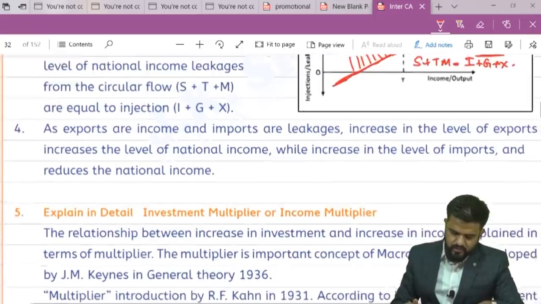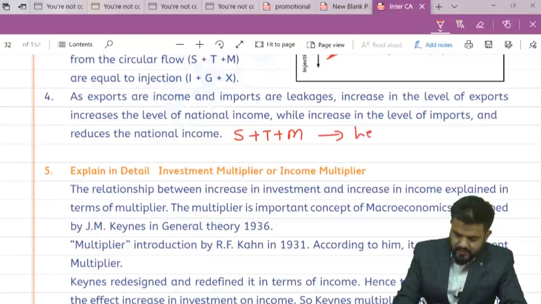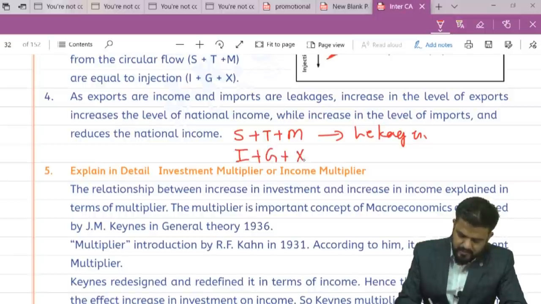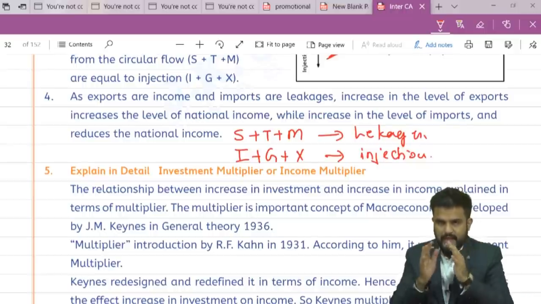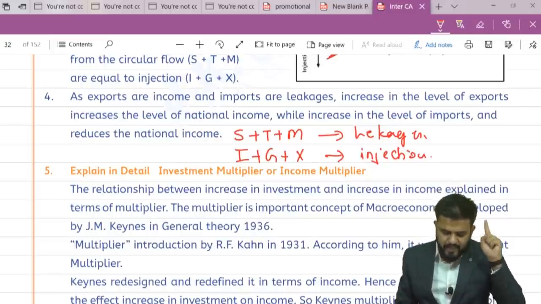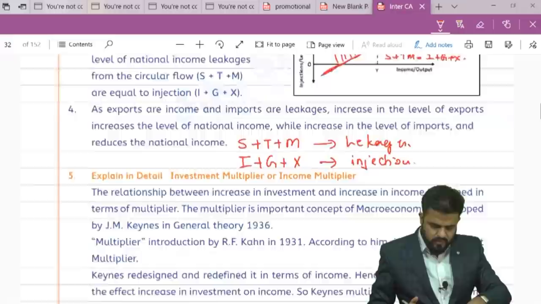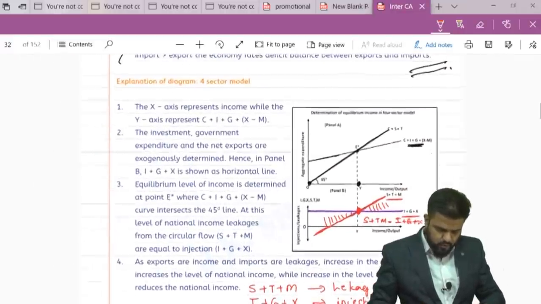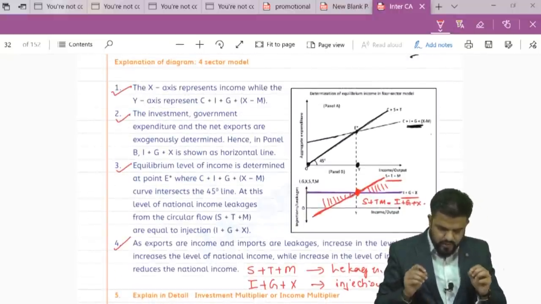Just to tell you, students, S plus T plus M is your leakages, and I plus G plus X is your injections. So savings, tax, import, M stands for import, are leakages, that much money is not rotating in the economy, and investment plus government spending plus exports are all injections. Money will rotate in the economy. So this was your four sector. Four points are given here. I will request each one of you to study this precisely and properly.